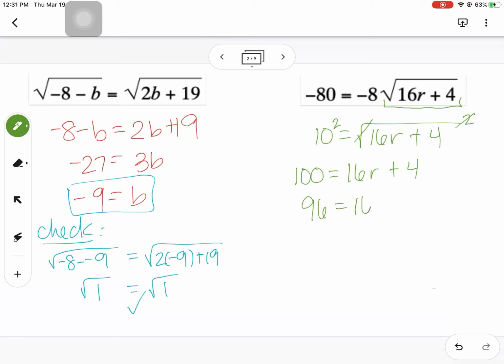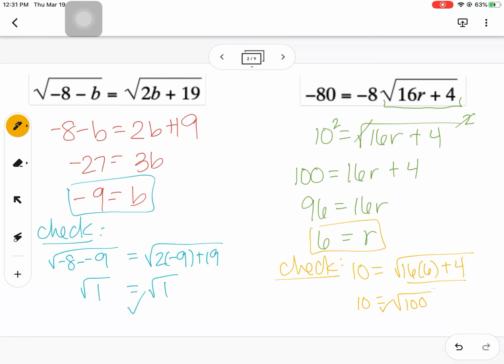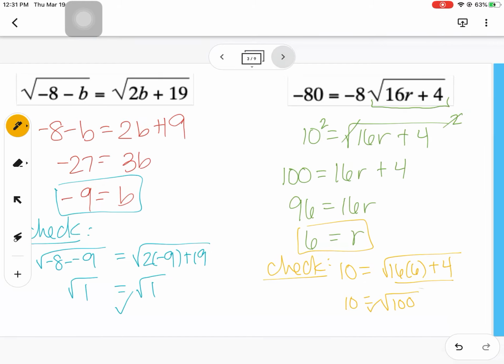Then you're going to solve this. So minus 4 gives you 96 equals 16r. And 96 divided by 16 gives me 6. Now again, you do have to check this. You can check anywhere before you squared it. So I'm going to check after I divided by that negative 8, just because it's a little cleaner. Doing the number under the radical, I get square root of 100, which does in fact equal 10. So that is a solution.